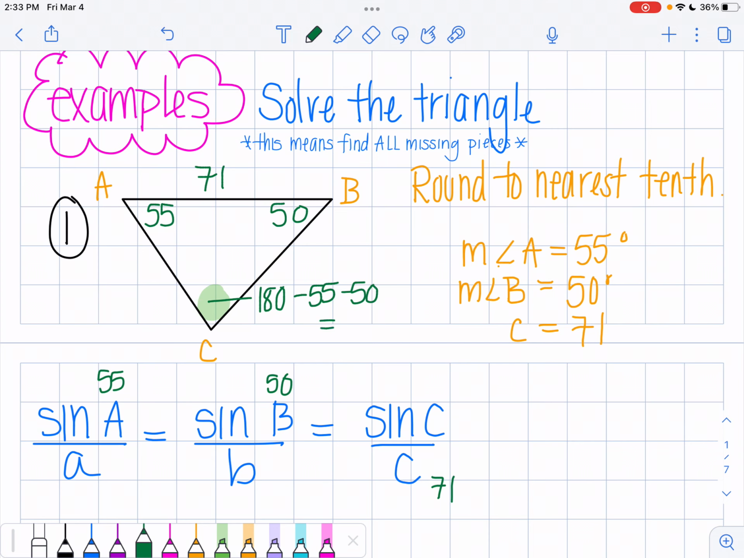So that's going to give me 180 minus 105, which is 75. So this angle right here is going to be 75. Now I have a complete ratio with information, and now I'm going to use ratios or proportions to solve for my missing sides. It doesn't matter which side I solve for first.